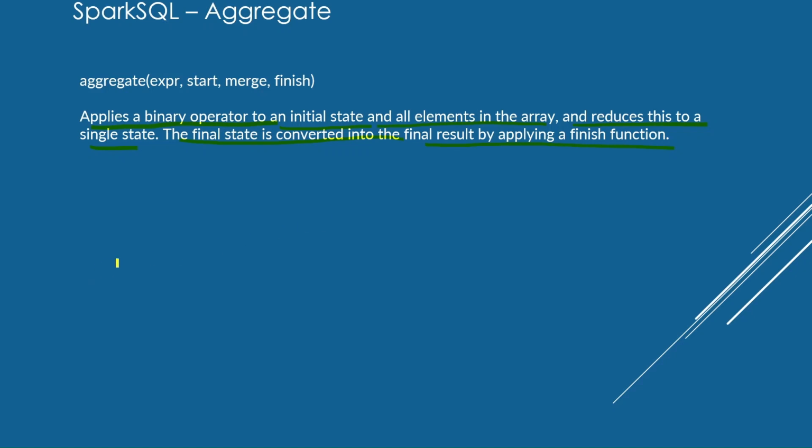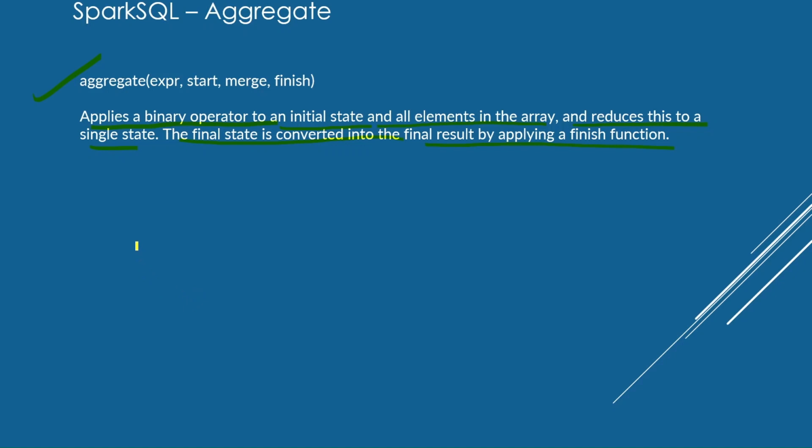So what does it mean? Suppose there is a column in the table, and you want to do a certain kind of aggregation on that column. Suppose we want to do addition. With the help of the aggregate function, we are able to do it.